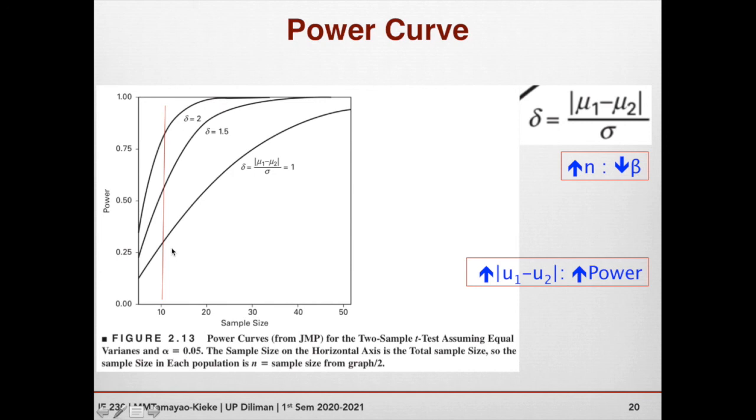The next observation that we can make from this graph is that for a given difference in means and significance level, the larger the sample size, the higher the power. As you can see, if you just look at this curve here, as we increase the sample size, we increase the power. This means that to have a more powerful test, we need a larger sample size.